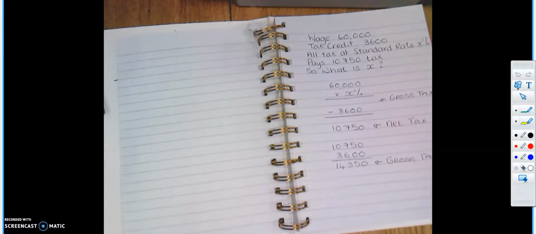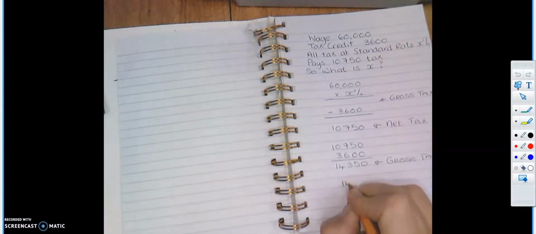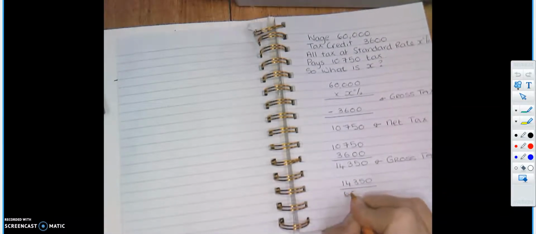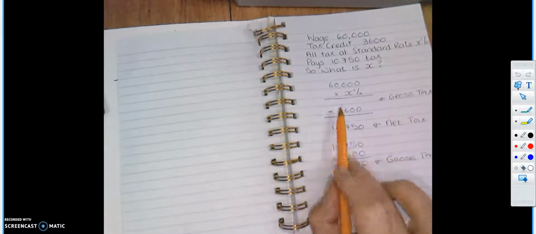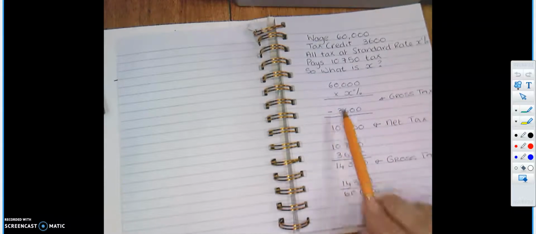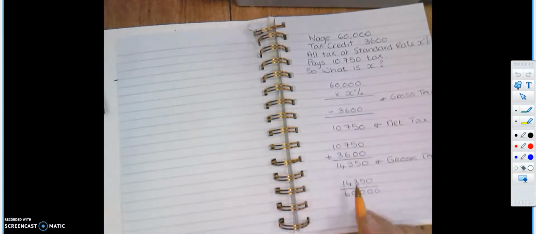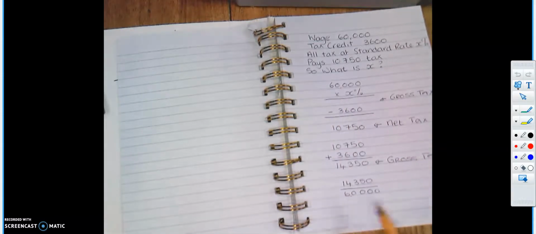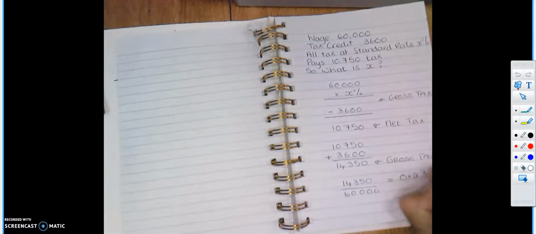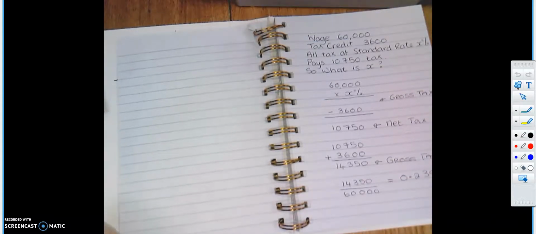So in other words, that is my X percent of 60,000. So the next thing I have to do is I have to divide my 14,350 by my 60,000. So when I'm doing it the first way, I would do multiply, but I am doing everything in reverse. So normally I subtract, this time I add. I multiply, this time I divide. So when I divide 14,350 by 60,000, I get 0.239.